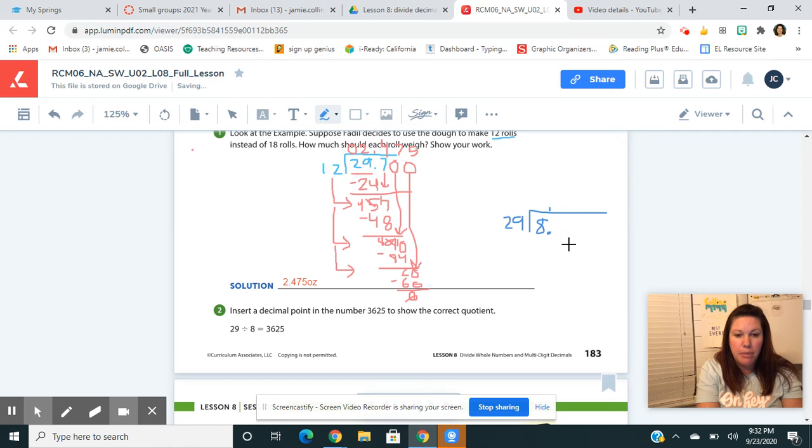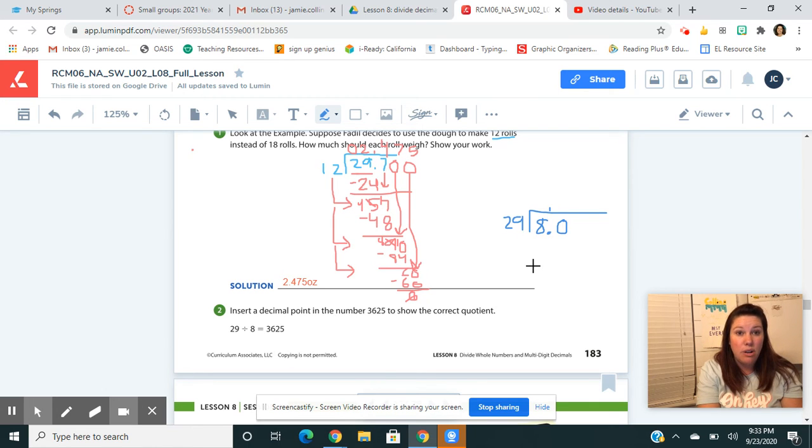And I'm going to put it right up there because I want to make sure that my decimal is aligned and goes straight up. And then I'm going to add a 0. So here, even though I'm adding a decimal point and a 0, did I take any value away from my 8 when I did that? No, my 8 is still in the ones place. It still has the value of 8 ones. I just added in placeholders so that I can continue to divide without remainders.